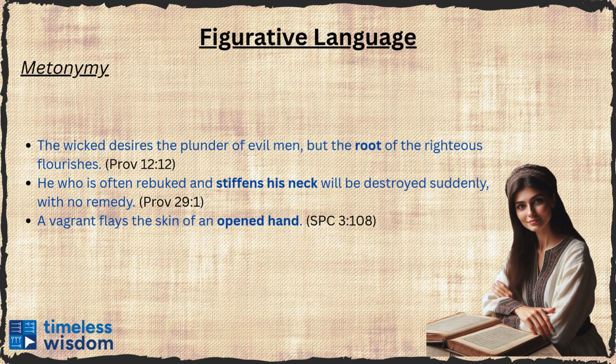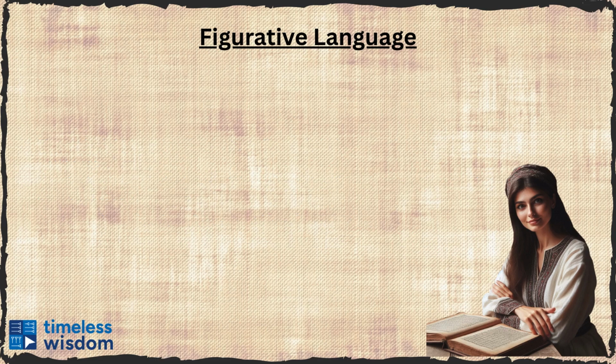A vagrant flays the skin of an opened hand. Sumerian Proverb Collection 3:108. An open and outstretched hand represents compassion, generosity, and a willingness to help. Synecdoche. In synecdoche or pars pro toto, a part of something stands for the whole, e.g., soul for the whole person. It is not necessary for you to specifically remember the term synecdoche. It is sufficient if you can associate this form with metonymy.